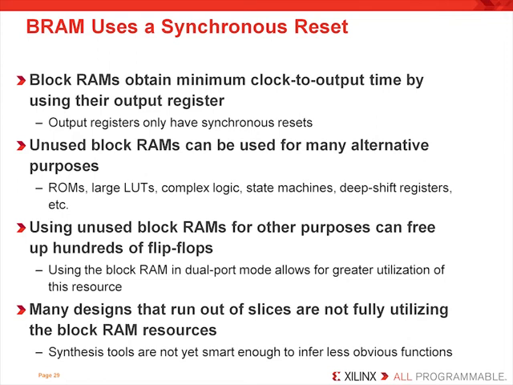We describe some of these applications in the Designing for Performance course. But the key here is to recognize that using the block RAMs for other purposes can free up lots of flip-flops and help you improve your speed as well as improve your power consumption. Also keep in mind that the easiest way to get the block RAM is to build it with a core generator and then instantiate that core into your design. This is very commonly done because most synthesis tools, again, will not infer less obvious block RAM functionality.